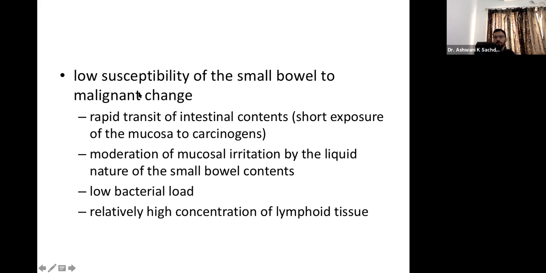So why is there low susceptibility for the small bowel to develop malignant change? It is because of the rapid transit of intestinal content, the short exposure of mucosa to carcinogens, the liquid content and moderation of mucosal irritation by the liquid nature of the small bowel content, low bacterial overload, and a high concentration of lymphoid tissue.